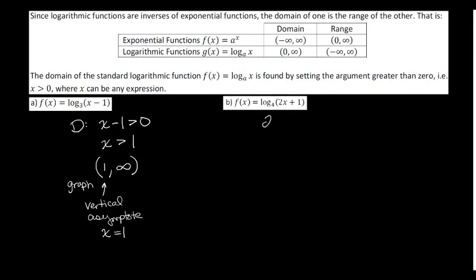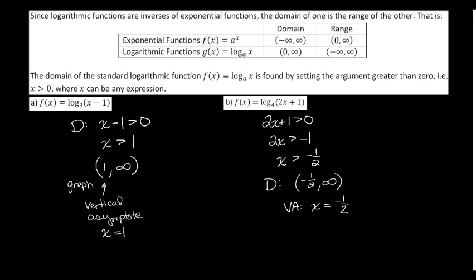For b, we'll set 2x plus 1 greater than 0, subtract the 1 from both sides, and then divide by 2. We get the domain for this example to be negative 1/2 to infinity. And our vertical asymptote is going to be x equals negative 1/2.